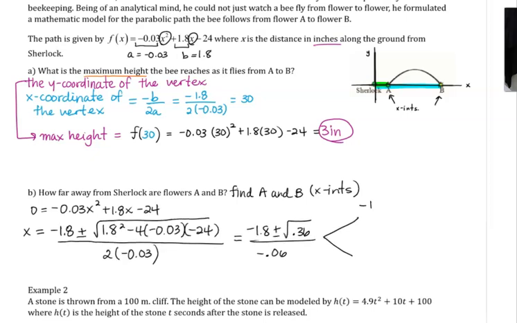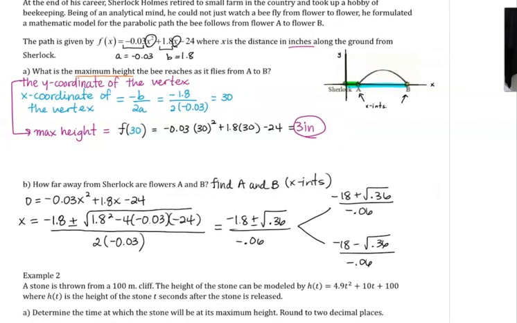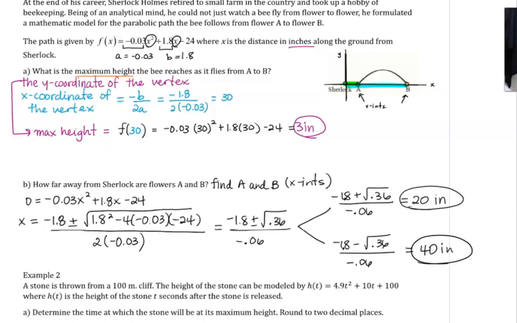I'm going to separate these into two separate expressions, one with the plus and one with the minus, starting with negative 1.8. Then I'll punch both of these into my calculator individually to get two separate answers. The answers I get in my calculator are 20 inches and 40 inches. And so that tells us that Sherlock is 20 inches away from flower A and 40 inches away from flower B.